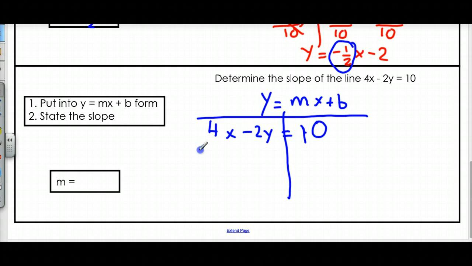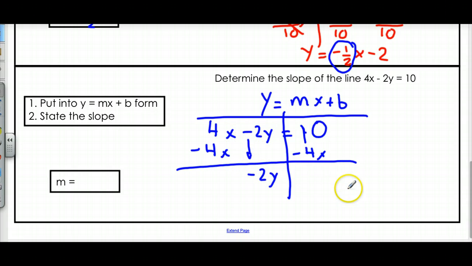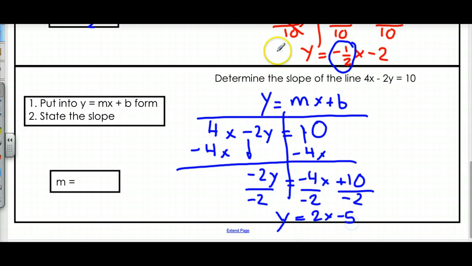So I'm going to subtract 4x first. So subtract the x's first, all right, and move that to the other side. When I do that, I'm left with negative 2y. Do not drop that negative. The negative also comes down, which equals negative 4x plus 10. From here, I have to divide everything by negative 2. Not just 2, but since this is negative 2, everything gets divided by the negative as well. And I get y equals negative 4 divided by negative 2 is positive 2x minus 5. And so once again, the slope is just what's in front of x, and the slope is just 2.